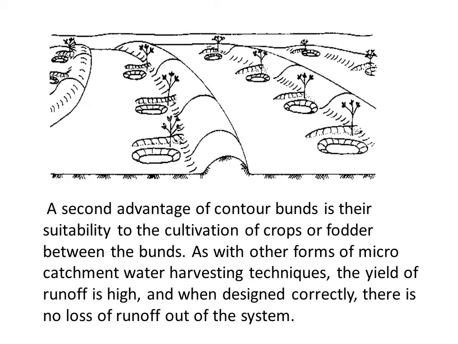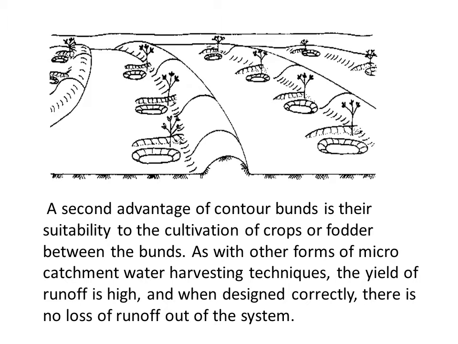So this is the picture of the contour bund. You can see these are the different contours, and the bund is constructed along the contours, and there are in between some ties made to separate these micro catchments, and the trees are planted in this area.